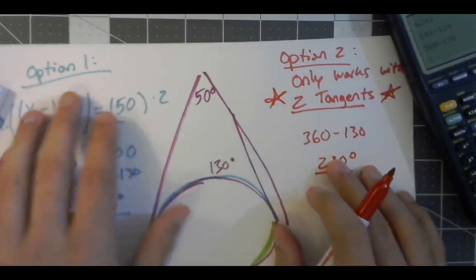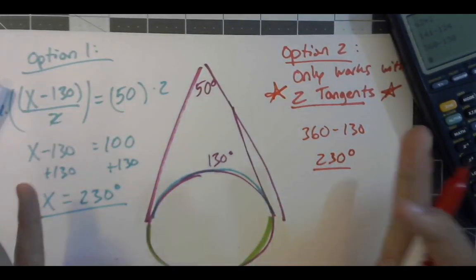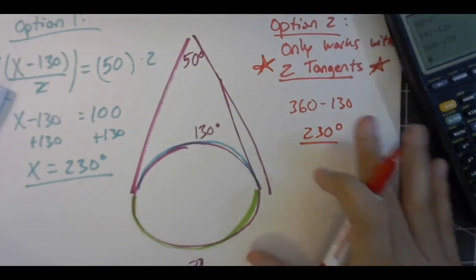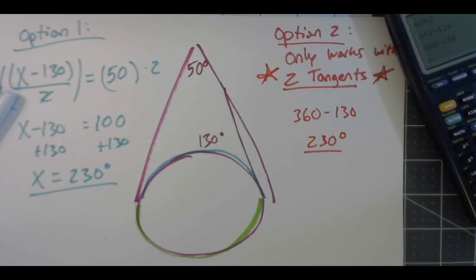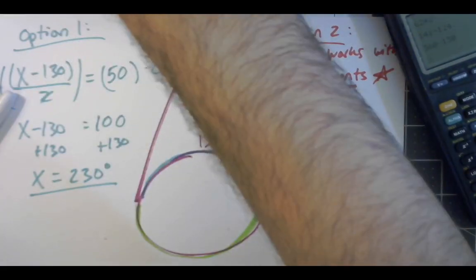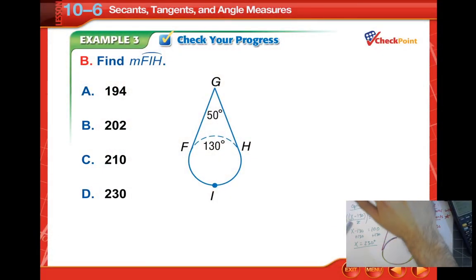I would use this one. This one always is good for every problem you see. But if you get the hang of it and you kind of want a shortcut, option 2 is there for you still. So let's go back here. 230.